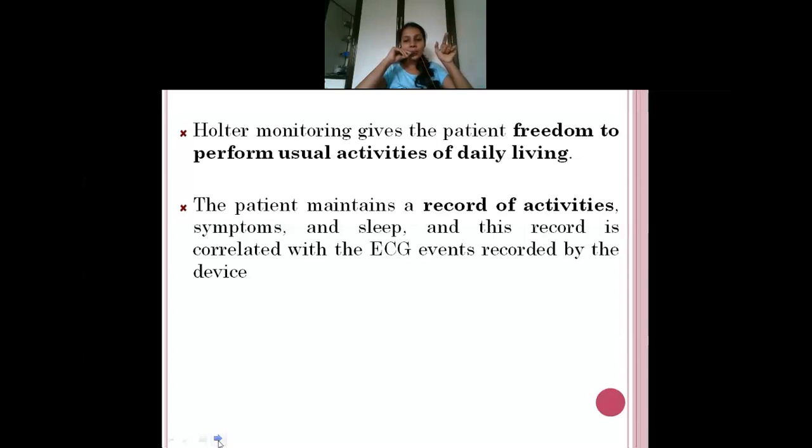Now, can you do that with your normal ECG when you're connected to the standard ECG? No. The person will be made to lie down. You will connect the electrodes and tell the patient not to move while you're taking the ECG, isn't it?